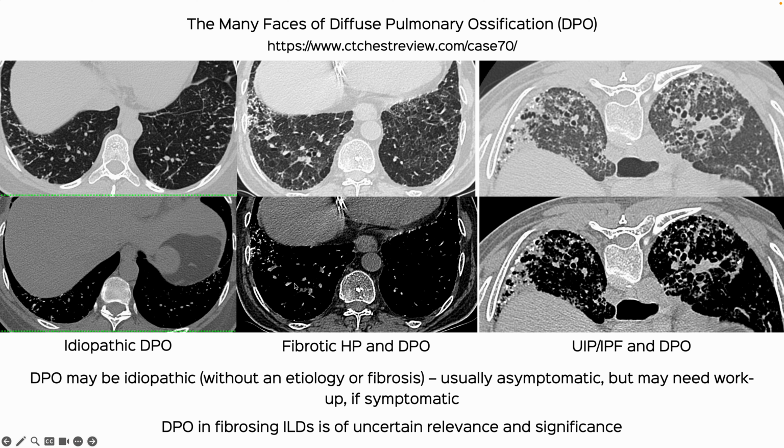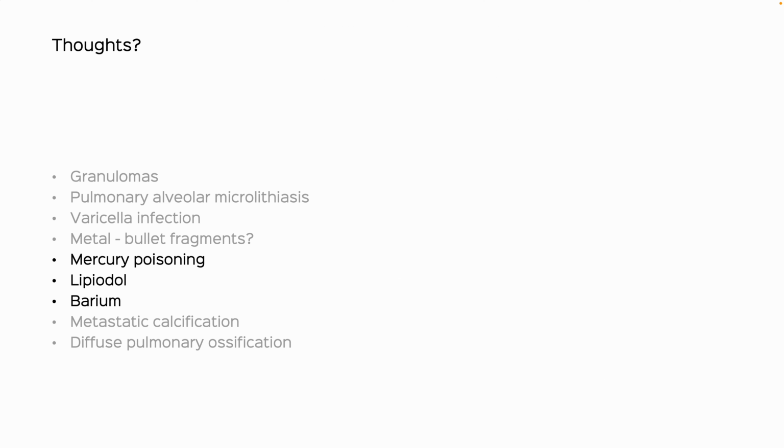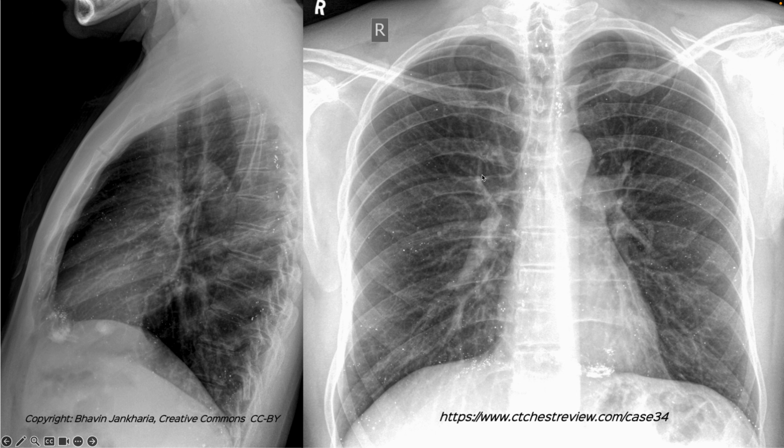But you can also get DPO as part of other interstitial lung diseases. But in those cases, there is an underlying ILD, and then we see these ossific foci, which are typically interspersed with the interstitial lesions. And clearly, that's not the case here, too. But they are high density. So is that mercury poisoning, Lipiodol, barium? These are the ones that are left.